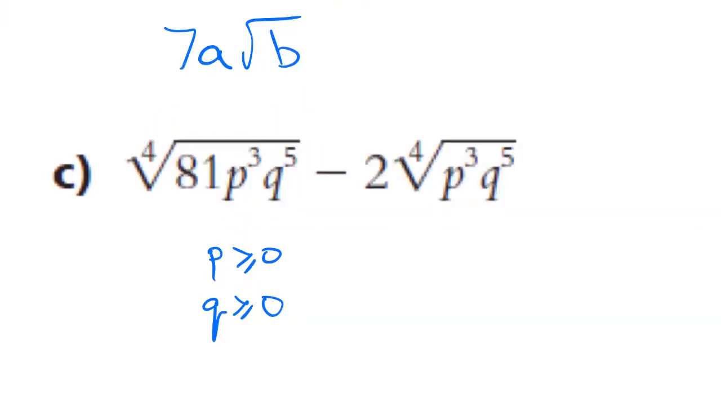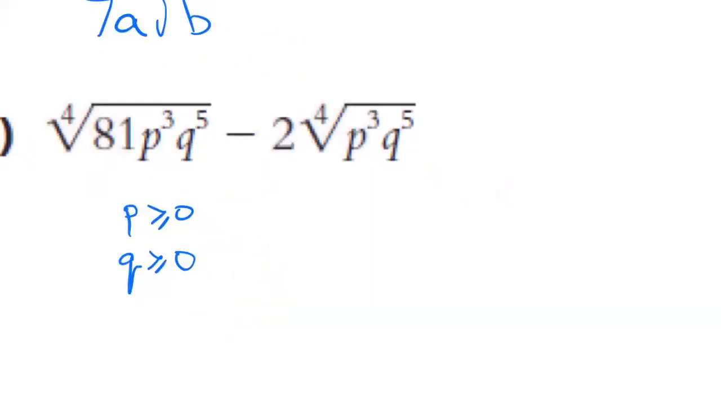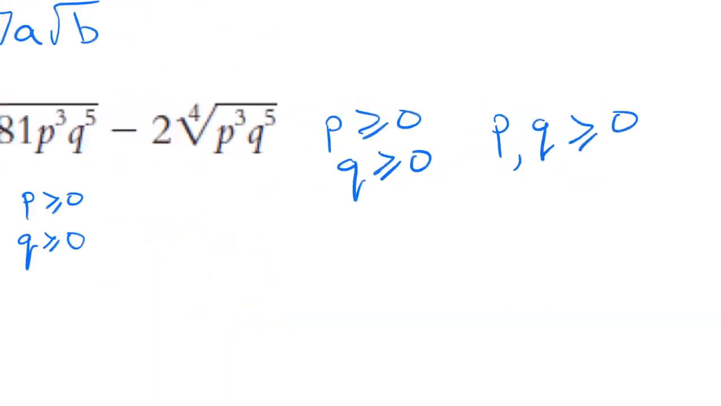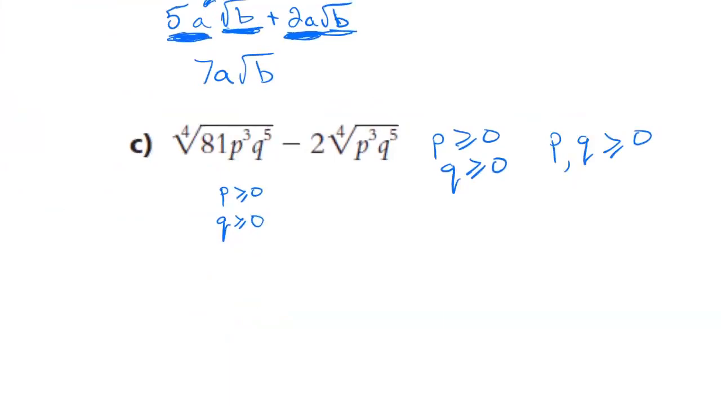And again, you can simplify or write them somewhere else. P is greater than or equal to 0. Q is greater than or equal to 0. You could write that as one term if you wanted: P, comma, Q greater than or equal to 0. Some kind of combination of that. Your choice.